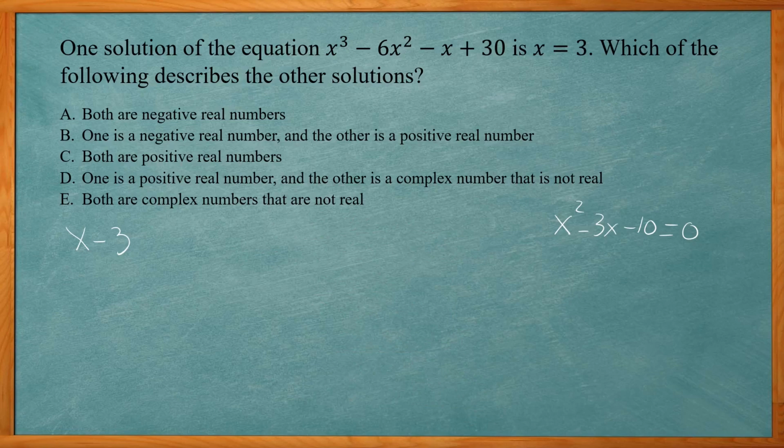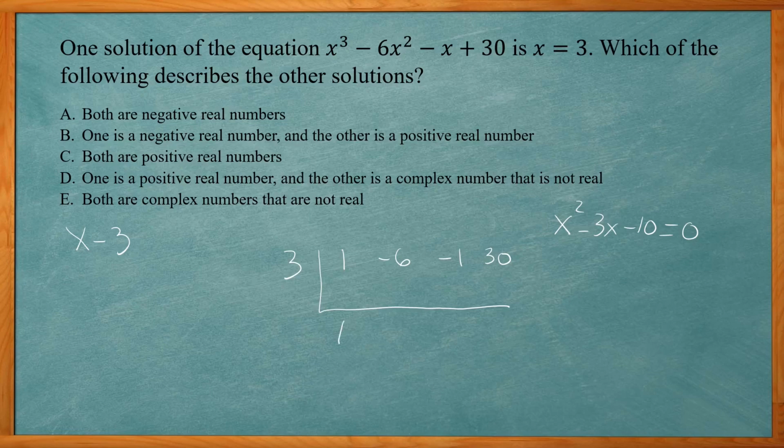For synthetic division, we want to put our solution that we know, the 3, on the outside here. Then the coefficients of our equation. So we've got 1x to the third power, so 1. Negative 6x squared, so negative 6. Negative 1x, so negative 1. And a constant of 30. I'm going to bring down this first number, our 1.